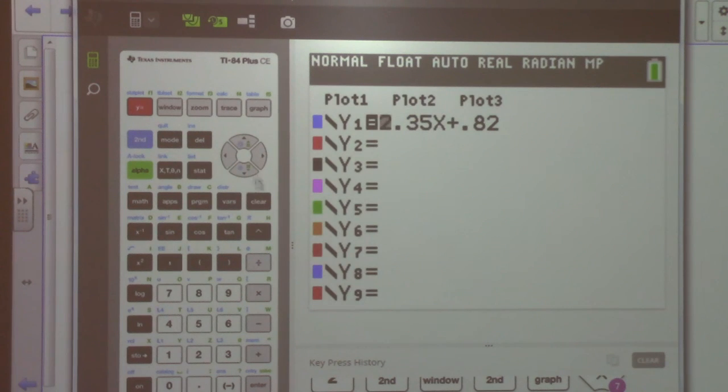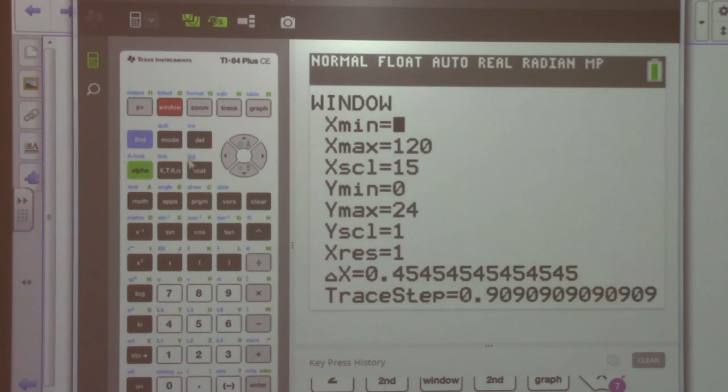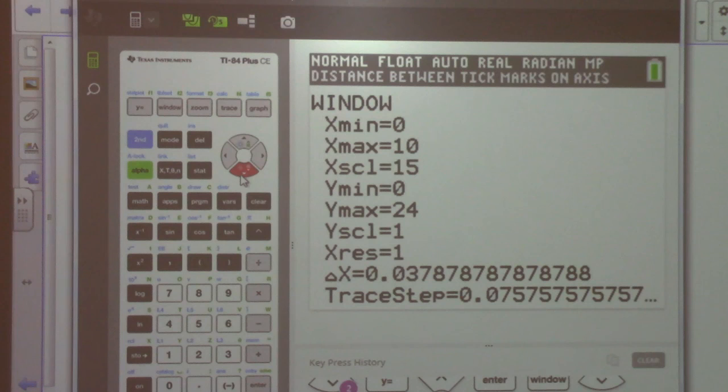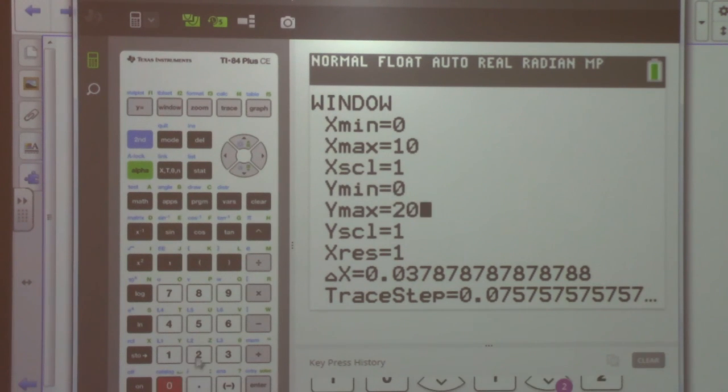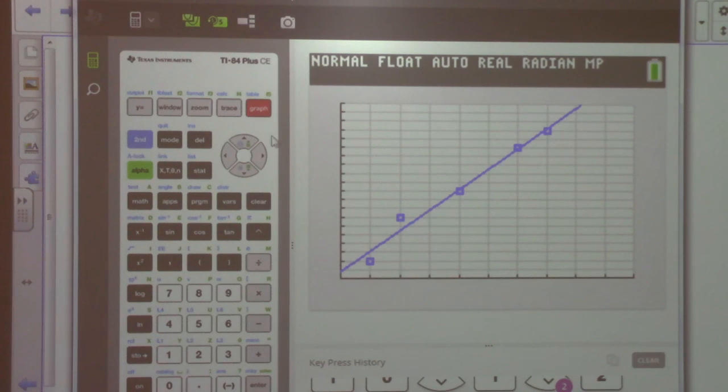Let's do this. I want to go here and plot. And then we'll set the window. We'll go 0 to 10, and x scale 1. And then y minimum 0 to 20, by 1. We should see everything. Is that what you got? So that's your line of best fit. You can see how close we are.